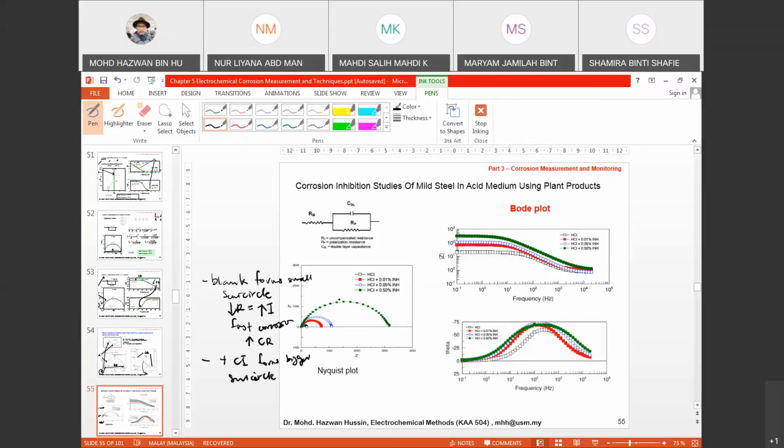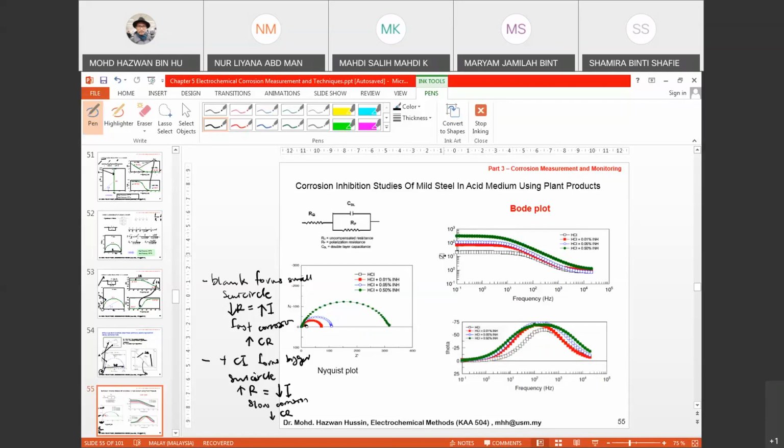A bigger semicircle actually indicates that you have a higher resistance. This tells you that you have a lower current. Lower current relates to a slow corrosion process, and you will have a lower corrosion rate at the end.